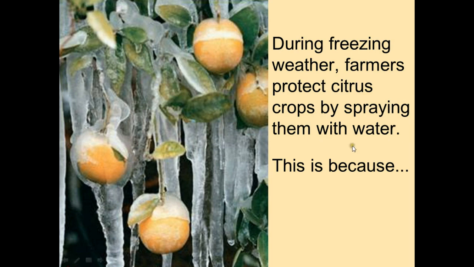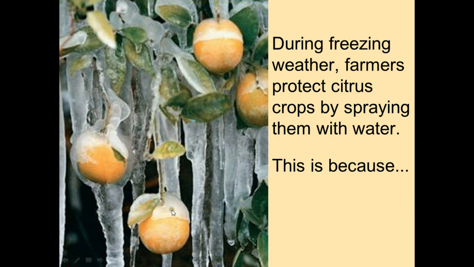And then here we have: during freezing weather, farmers protect citrus crops by spraying them with water. And honestly, I was surprised when I learned about this. And so it all makes sense. So we spray water onto these oranges, and once the water freezes, so if water freezes, we know that to freeze water, we have to cool the water down. So if the water loses heat, where would the heat go?